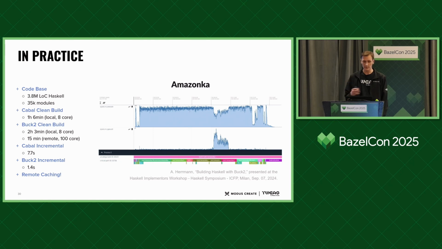We get the remote execution and the horizontal scaling. And then also incremental builds work very well. I tried some different incremental workflows and compared them, like one of them with Cabal took 7.7 seconds and with Buck2 1.4 seconds. So we get very nice incremental builds. And of course, we also get to benefit from remote caching.